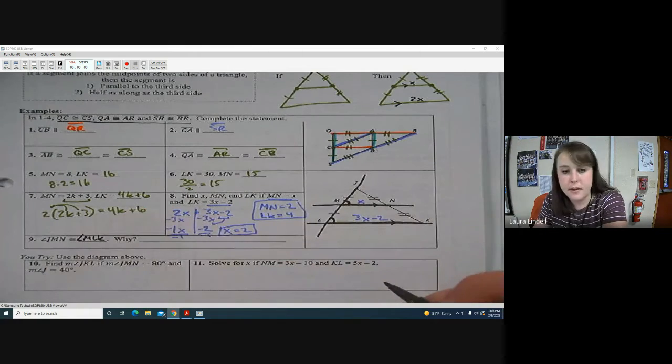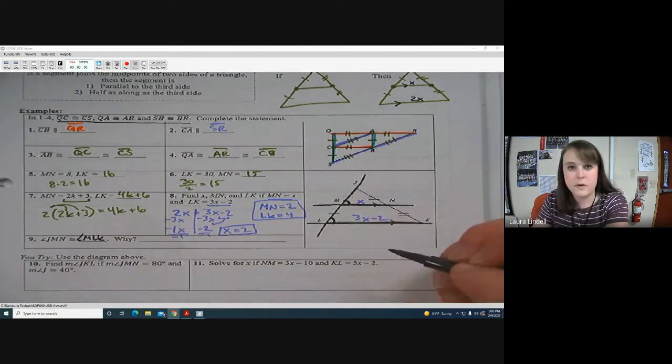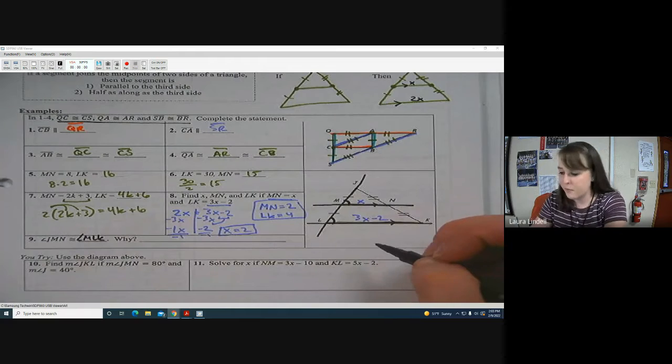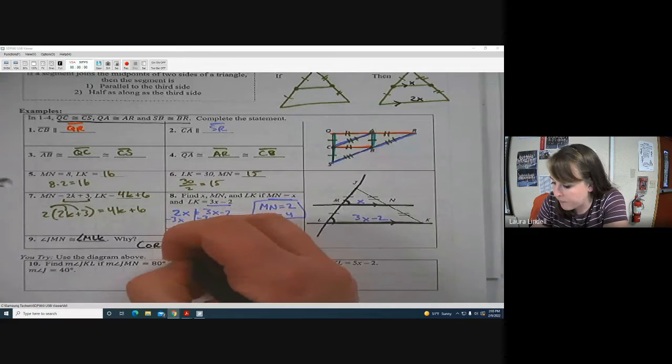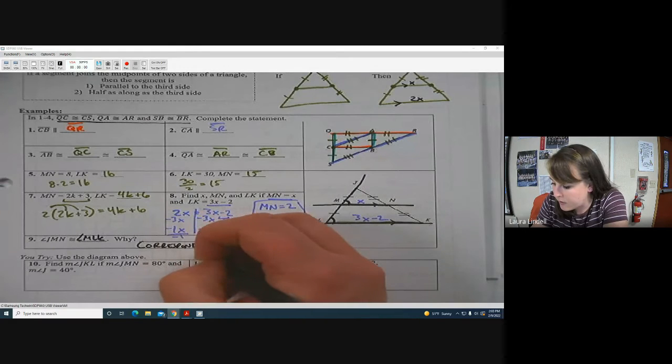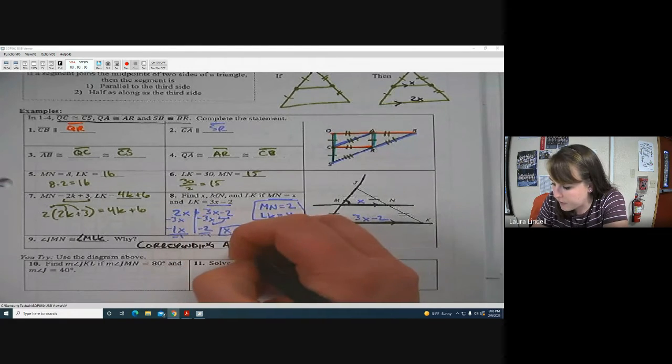Why? Because their angle relationship is corresponding angles from back in chapter 3. So our reason: corresponding angles.